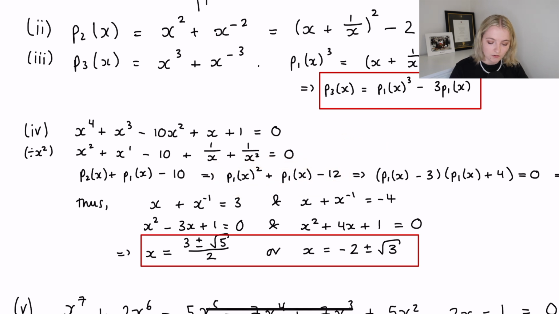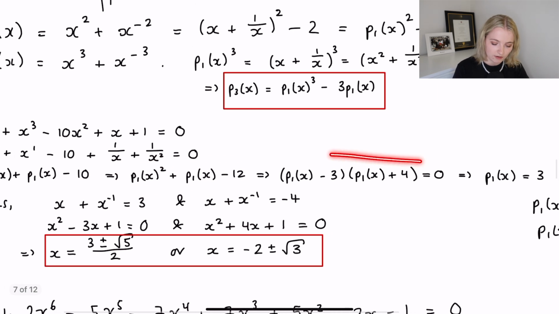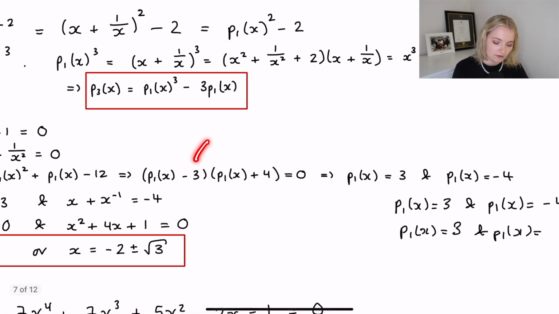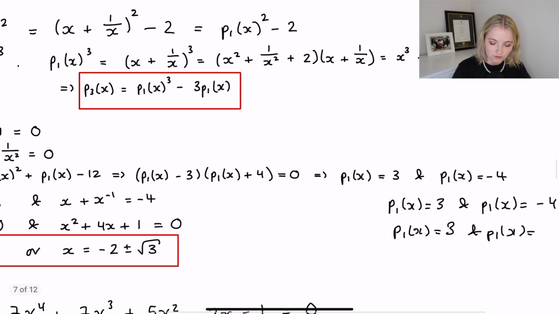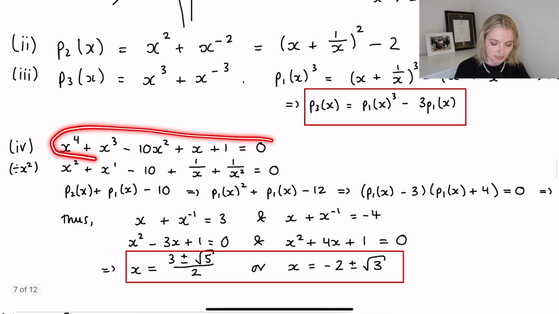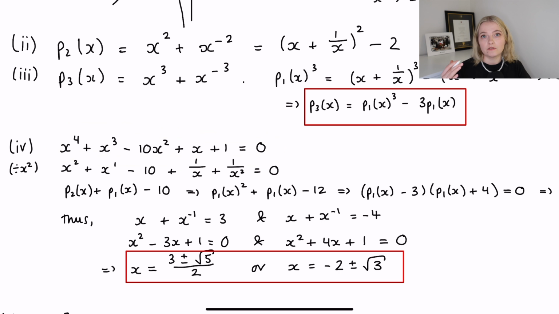So in doing so, we can then factorize. We find that we can rewrite it in terms of this. And obviously we can deduce from that, from here and here, that p1 of x is 3, or p1 of x is minus 4. So those are the 2 solutions to this equation here, but they're in terms of p1 of x, and we obviously want them in terms of x.